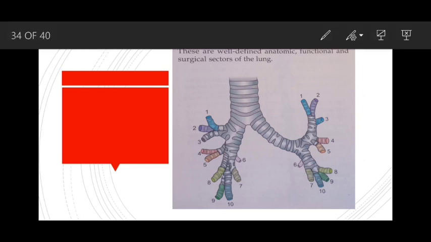So now we will see. This one is the right side, and this one is the left side. The left side is longer and narrower than the right side. The right side is further divided into three parts: 1, 2, and 3, and the left side is divided into two parts, right? And each of these is further divided into 10 segmental branches.